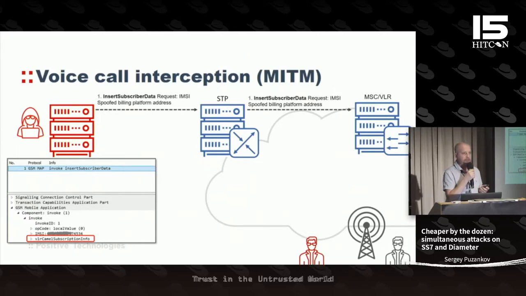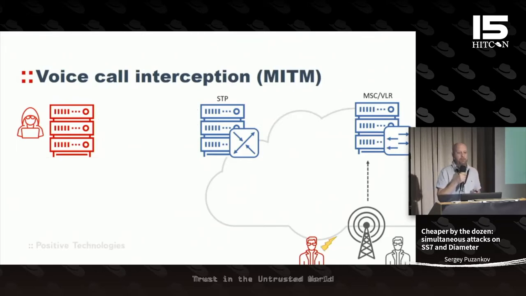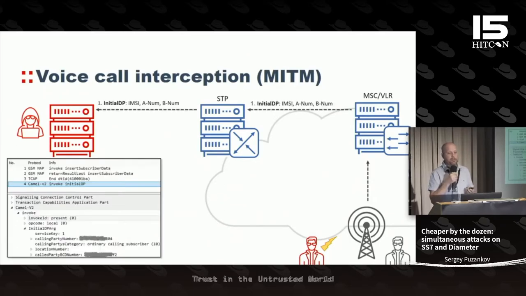STP sends this message to the MSC and VLR. VLR updates information in the subscriber profile and sends a positive response. After that, the intruder understands that the profile is updated and just finalizes the transaction. And now the intruder should wait for the subscriber to call. When the subscriber calls, this information comes to the MSC and VLR, and this node starts the charging process. It sends an initial DP signaling message to the online charging system, but this system has already been spoofed. So this message comes to the intruder's equipment.